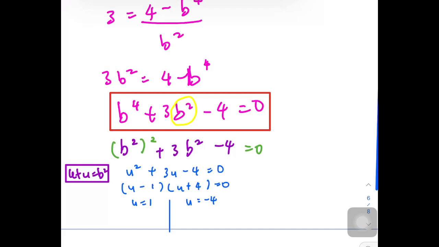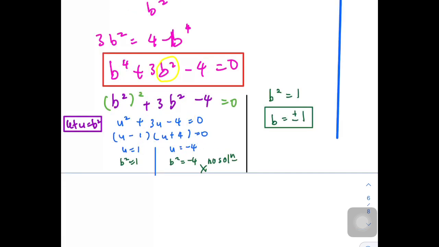So let's back substitute. b squared is 1, and b squared is minus 4. So there is no solution from here. Why? Because b squared must always be positive, but now your b squared is minus 4. Therefore, this is no solution. Let us solve here: b squared equal to 1. Then b is equal to plus minus 1.